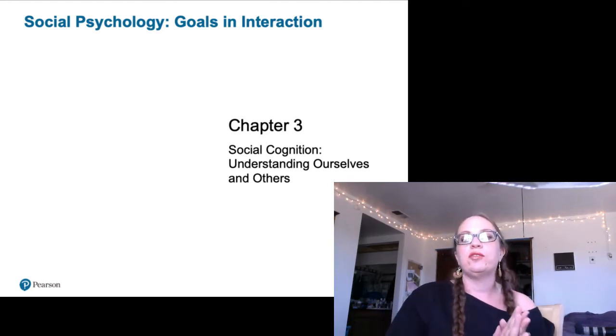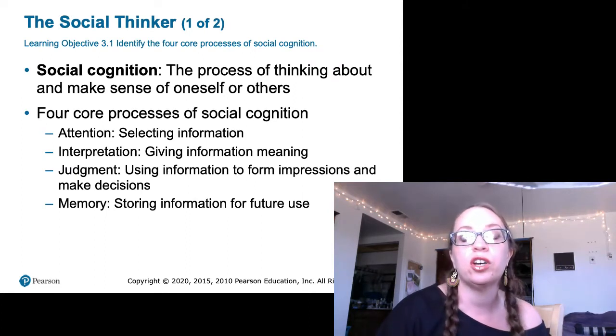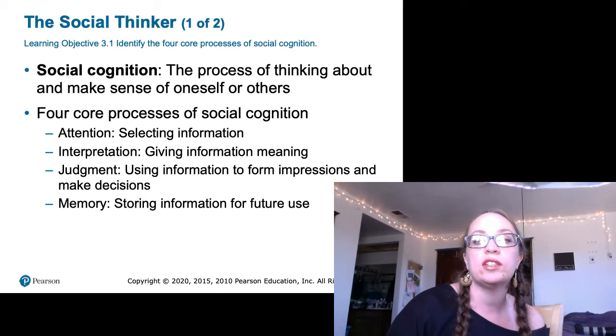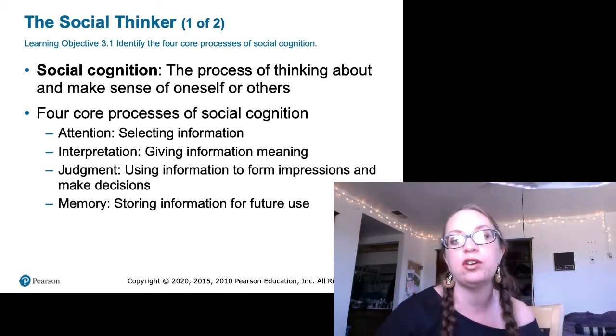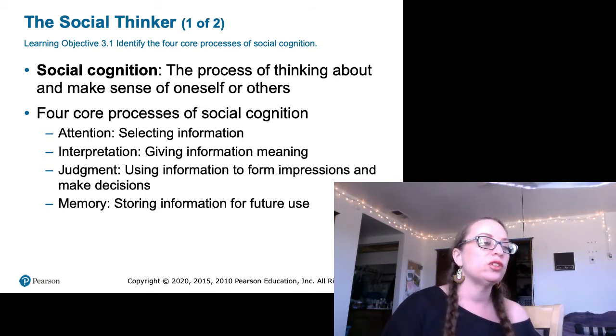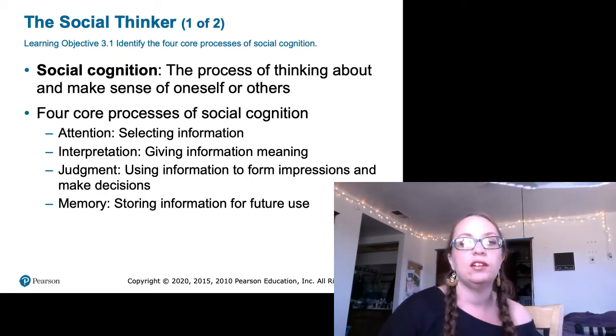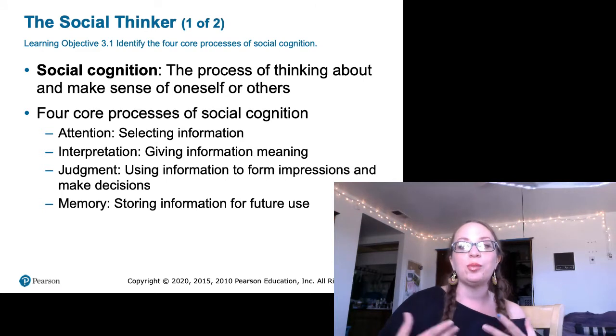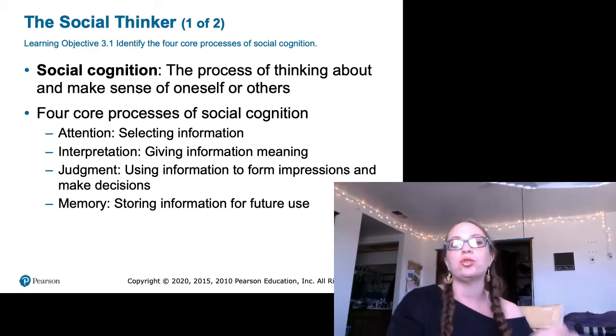So the four processes of social cognition. Well, let's define social cognition. Social cognition is the process of thinking about and making sense of oneself and others. So how do you understand who you are? How do you understand the world around you? How do you understand another person? And social cognition is kind of what we do in this class. This is social psychology, so it's all about social cognition. How do we think about our social relationships?